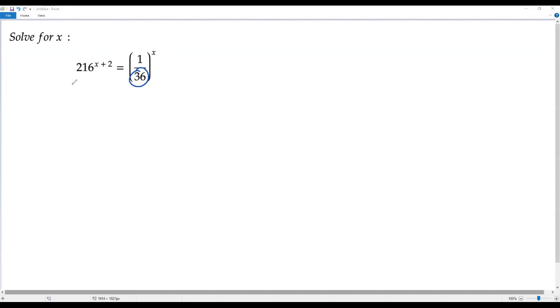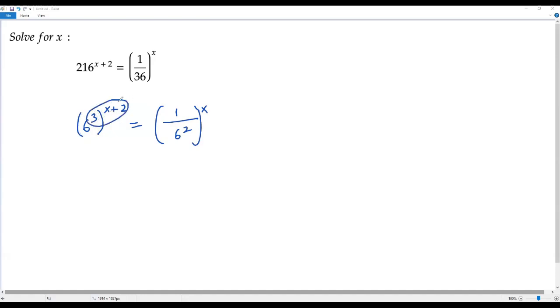In my first step, I'm going to write 216 as a power of 6 and 36 on the right side as a power of 6. 216 is 6 to the third power, and since we have the exponent x plus 2, the same exponent is taken: 6 cubed to the power x plus 2 equals 1 over 6 squared, whole to the power of x. Here we have the base 6 with exponent 3, and the exponent x plus 2 for the complete expression.